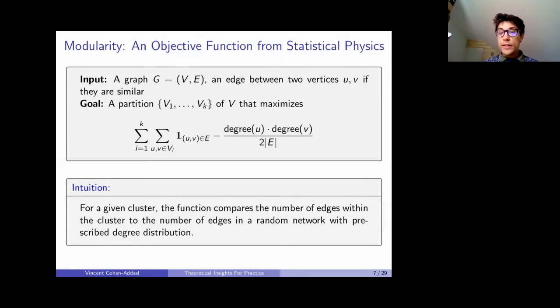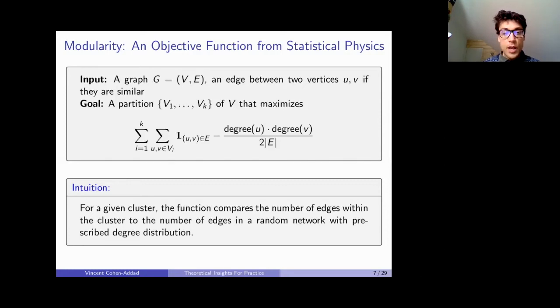This objective function comes from statistical physics, and it can be a little counterintuitive when you first see it. So let me try to explain it in a reasonable way. You have a graph G, and think again, an edge between two vertices means there is some similarity between the vertices. What you want to find is a partition into clusters, as many as you want. Here I put K, it's up to you to choose K. It's not constrained. And you want to maximize the following objective.